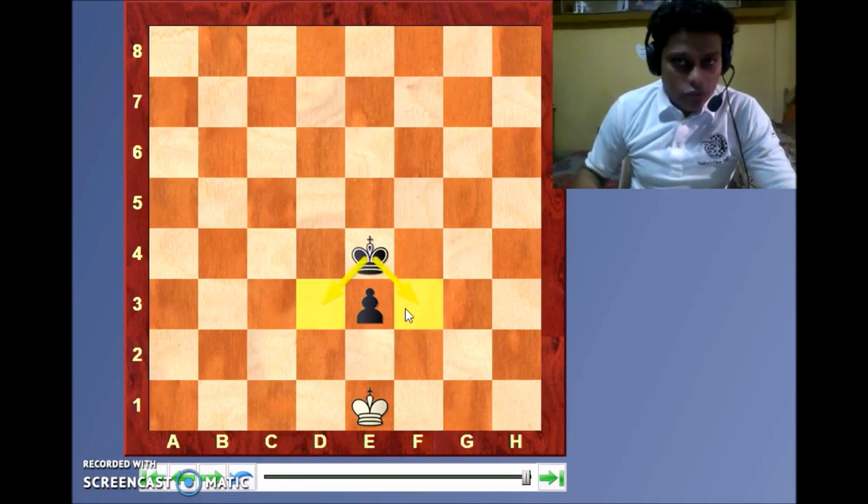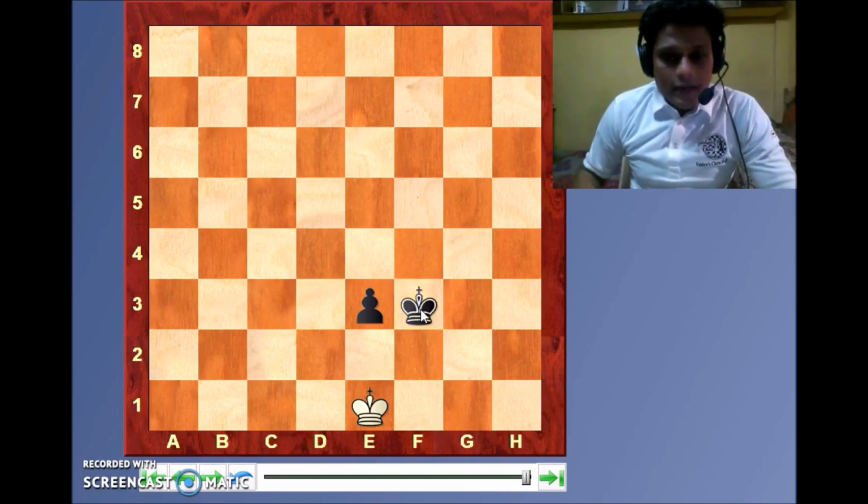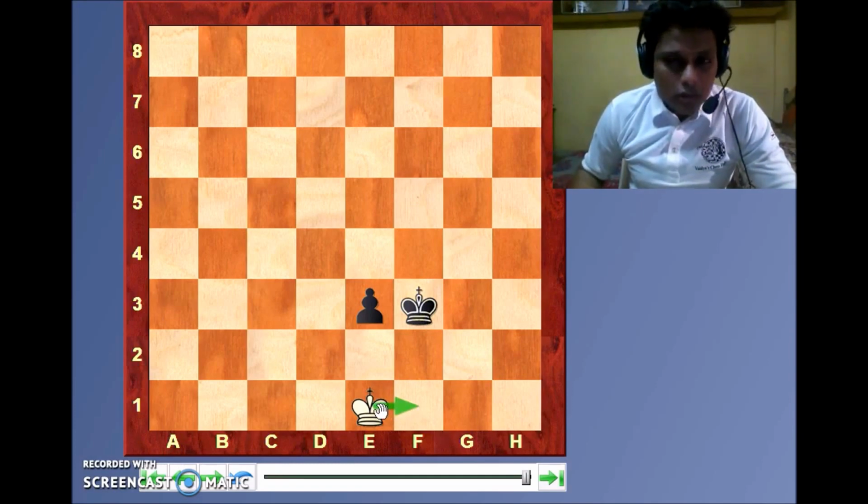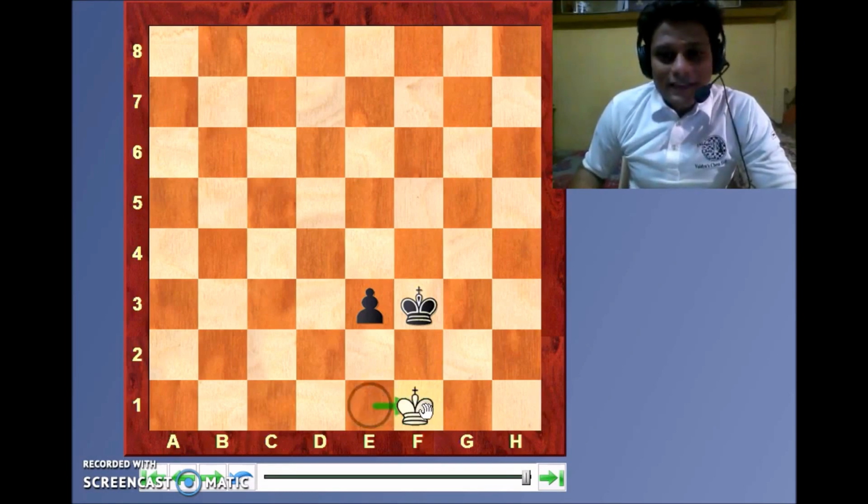And now again, the black king has the option either to go to the d3 square or to the f3 square. This time, let's say the king goes to the f3 square. Then again, the opposition square. Very well done if you thought so. I really think that you got it even before I completed the line here. So king f1, that's right.